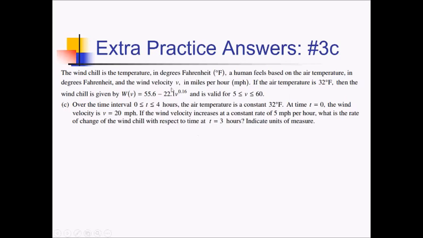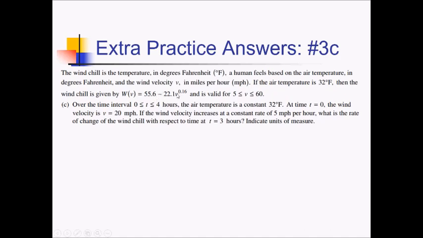For this last part of the problem, over the interval from 0 to 4 hours, they're telling us the air temperature is a constant 32 degrees Fahrenheit, and at time 0, wind velocity is 20 miles per hour. If the wind velocity increases at a constant rate of 5 miles per hour, what's the rate of change of the wind chill with respect to time at 3 hours? And they want units of measure. So basically, we've originally defined the wind chill in terms of the wind speed, the velocity, but now that velocity is changing, so we have to redefine this original function a little bit, and then we have to take the derivative of this thing with respect to time rather than velocity.